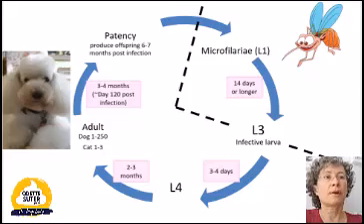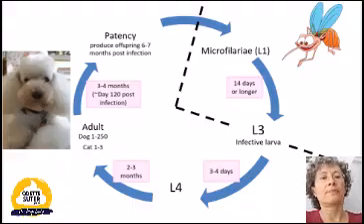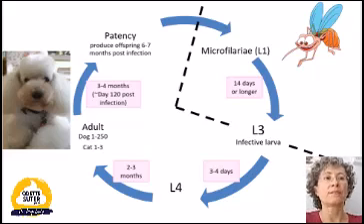And that takes about 14 days or longer, depending on what the weather is like, how warm it is outside, etc. So once these larvae have become the infective larvae and the mosquito bites another dog, then these larvae will be transmitted into the dog where they go through a tissue phase. So they kind of wander around the tissue for a few days and they continue to evolve until they become adults and end up in the heart.